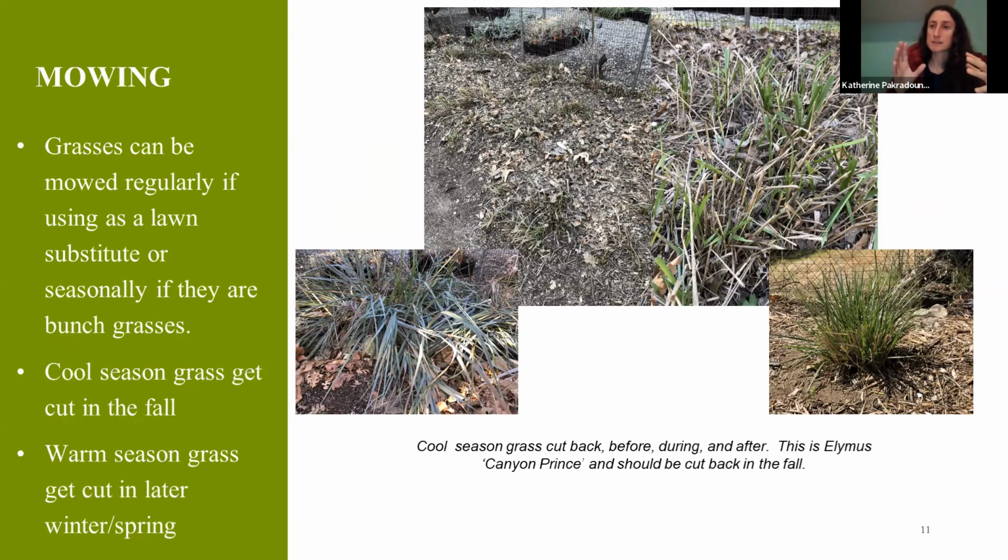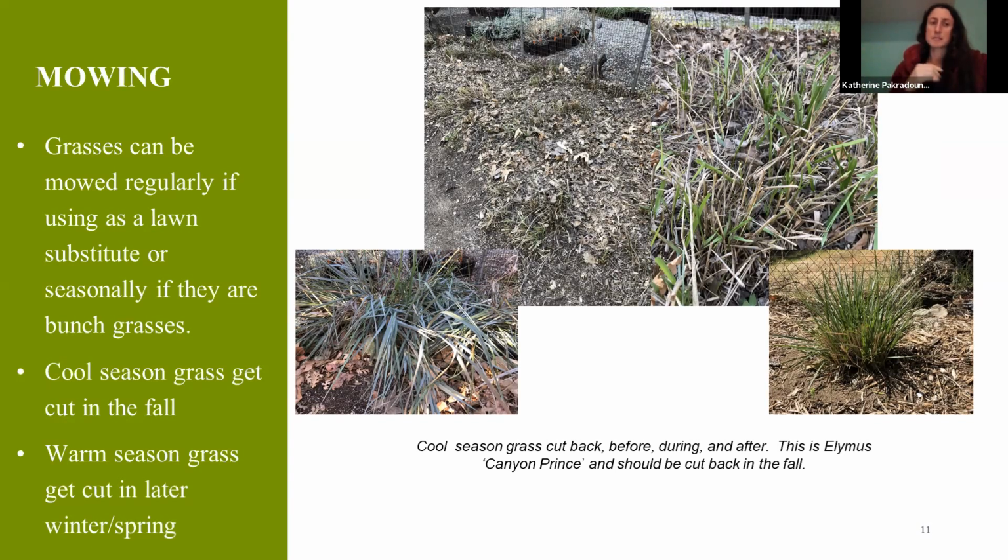So cool season grasses need cool temperatures and moisture to be active. So in the late fall, it's been hot, they're dormant, they're not happy, they're waiting for cooler season. And just as that's about to happen, if you cut them back, all the new growth comes in without any of that brown, dormant growth in their way. They just get to come out really nice and fresh.